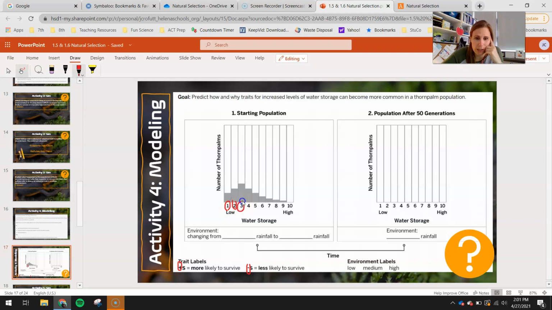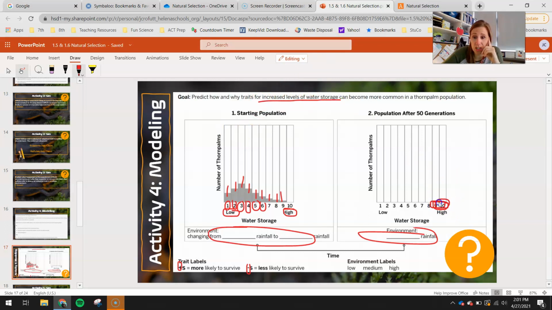We have different water storage levels from low to high. 10 is obviously your highest, and 1 is your lowest. So you're going to take each of these little bars and give it either a plus or a minus, depending on whether you think it's a trait that's going to make it more likely or less likely to survive in your environment. You've premised the environment here, and your goal, remember, is to increase the levels of water storage. So at the end of this, you really want most of your population in this 9-10 range.